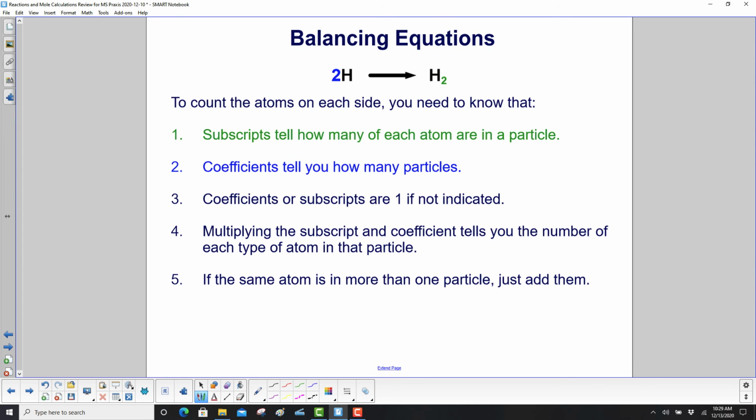To count the atoms on each side, you need to know that subscripts tell you how many of each atom are in a particle. Coefficients tell you how many particles. Coefficients or subscripts are 1 if not indicated. See, we're not indicating any numbers there. That means it's 1. Multiplying the subscript and the coefficient tells you the number of each type of atom in that particle. If the same atom is in more than one particle, just add them.